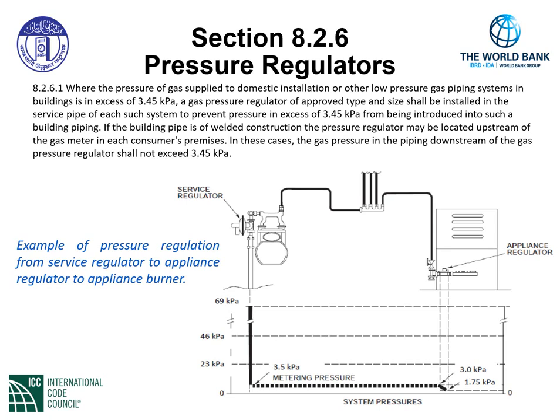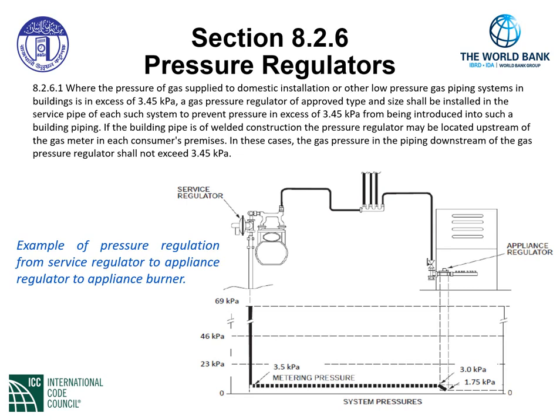This is needed, ladies and gentlemen, to prevent pressure in excess of 3.45 kPa from being introduced into such a building piping system. If the building pipe is of welded construction, the pressure regulator may be located upstream of the gas meter in each consumer's premises. In these cases, the gas pressure in the piping downstream of the gas pressure regulator shall not exceed 3.45 kPa.